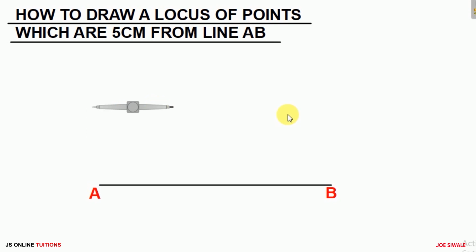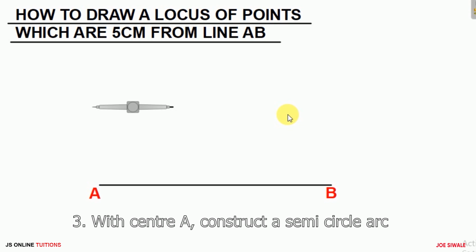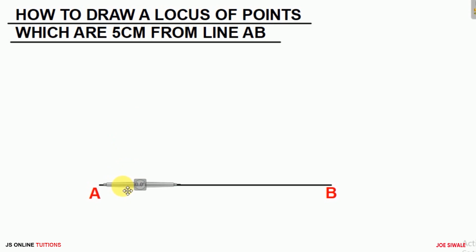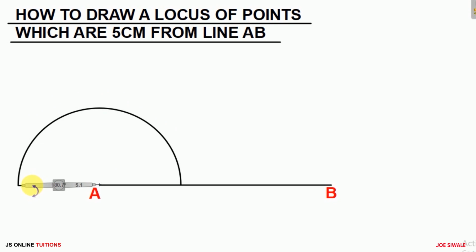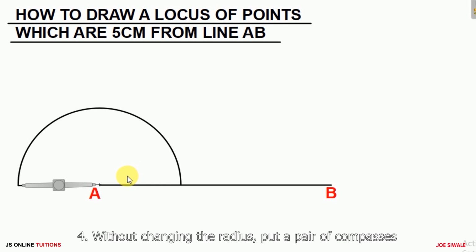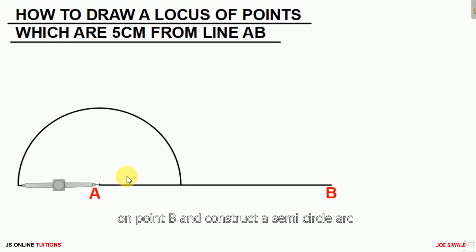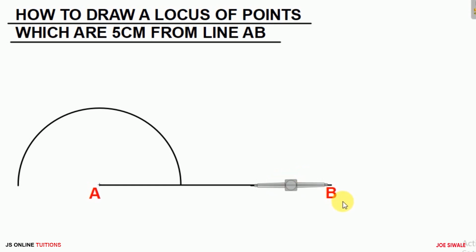Then our third step, with center A, construct a semicircle arc. So we're going to get our compass there. So starting at point A, we're going to draw a semicircle arc. So let us do that. So we have our semicircle arc. Then our fourth step, without changing the radius, put a pair of compasses on point B and construct a semicircle. So without changing the radius, we're going to put our compass on point B and we're going to draw a semicircle.